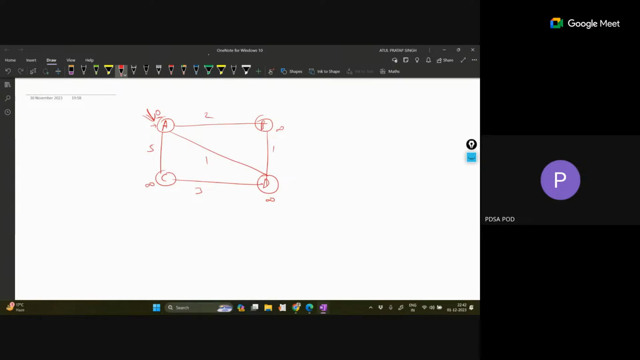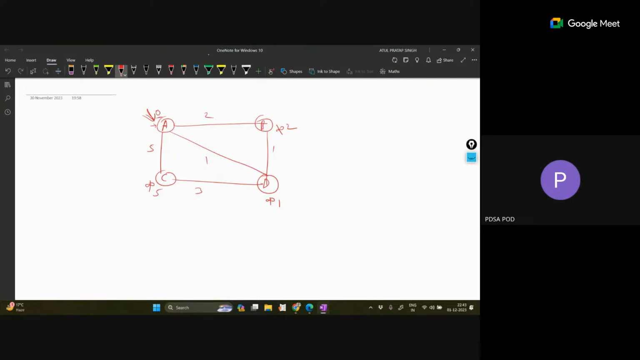A to B is 2, and the previous distance on B is infinity, so we update it to 2. If we get a smaller value, we update. Similarly for A to C, the previous value on C is infinity, so we update it to 5. A to D is 1, previous is infinity. Now this is the first step.